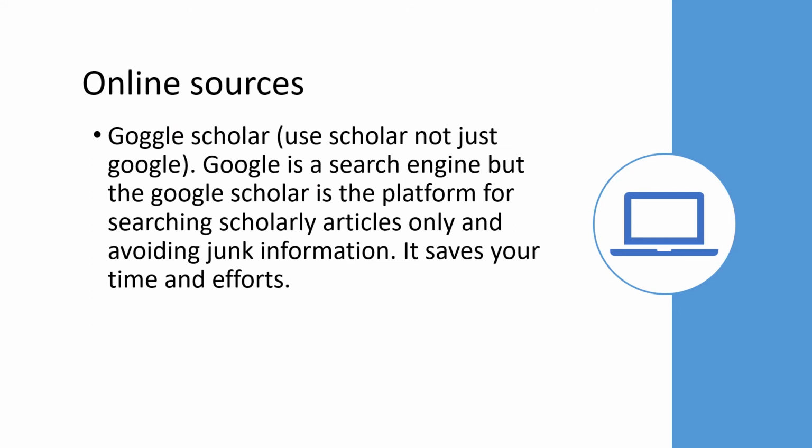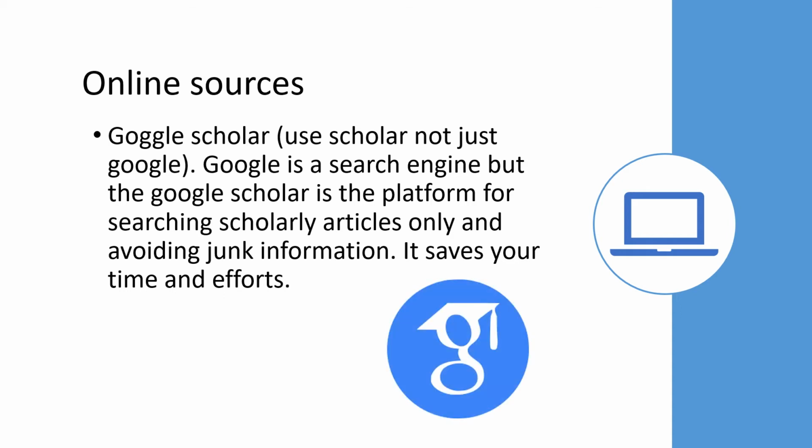So, moving to the examples of online sources, Google Scholar. Use Google Scholar, not Google. What's the difference? Google is a simple search engine like any other. Whenever you put something in its search bar, all types of things will show up. But when you search in Google Scholar, only scholarly articles will be there in the results. So, use Google Scholar to save your time and effort.